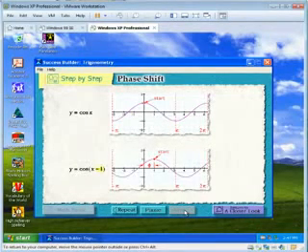The wave shifts to the right, or in a positive direction, when c is negative. Here the crest shifts 1 unit to the right.